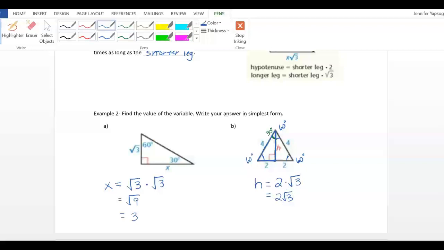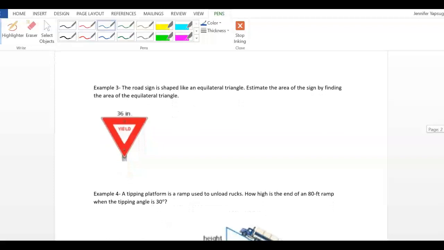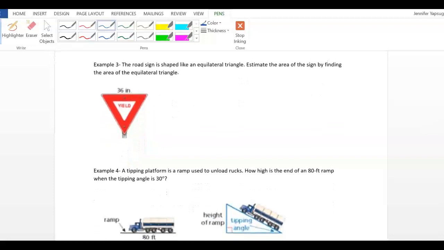All right, so now what we're going to do is take a look at 2 different applications to this and determining which theorem we're going to use. So if I look at example 3, I have a road sign that's shaped like an equilateral triangle. We're going to estimate the area of the sign by finding the area of the equilateral triangle. So if we recall, the area of a triangle is area equals base times height divided by 2. So in order to find the area, we're going to need to find the base and the height.